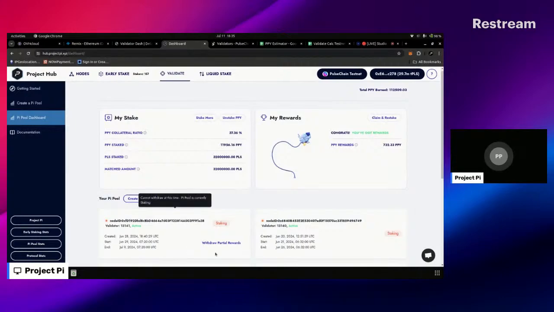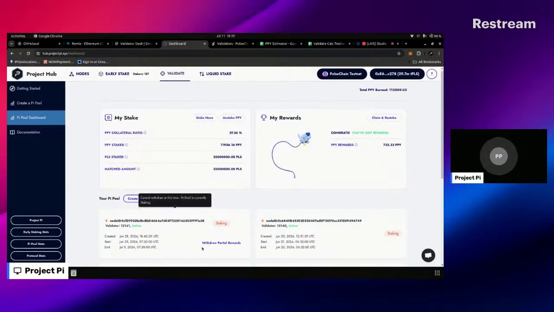So on testnet, it's 5, 10, and 15 days. On mainnet, it'll be 15 days minimum to 1 year, or 365 days. So every 15 days, you would be seeing your pulse in your account.